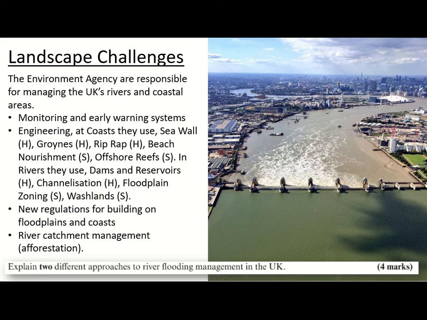Explain two different approaches to river flooding management in the UK. You can name any of these hard and soft engineering processes and explain how they work, or you could talk about river catchment management if you wanted to, but essentially you've just got to name it, describe it, and explain how it's going to help manage flooding. So how would planting trees, afforestation, affect flooding? It increases interception to reduce surface runoff and slow the water getting to the river channel, therefore reducing the risk of it breaking its banks, bursting its banks.